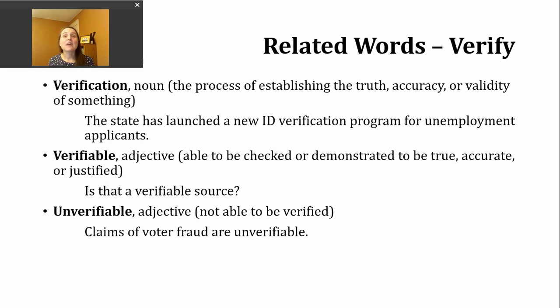Okay. Now, our last word is going to be sort of the opposite adjective. Right? So here we'll see the prefix un, which we know means not, and we have the word unverifiable. And this means not able to be verified. So not able to be checked to see if it is true or accurate. Here is an example sentence. Claims of voter fraud are unverifiable.